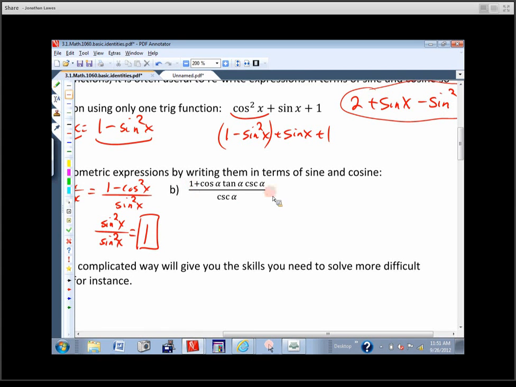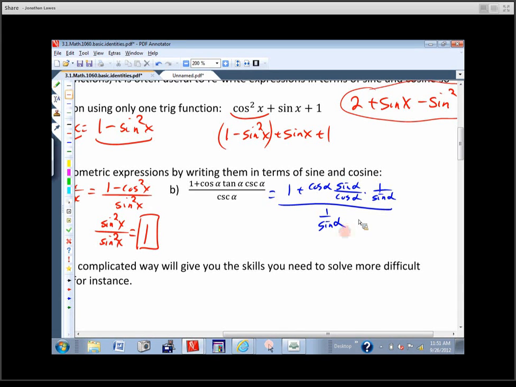So I'm going to take this and write 1 plus, this is the cosine of alpha. Tangent is sine of alpha over cosine of alpha. And cosecant is 1 over sine of alpha. And on the bottom I have 1 over sine of alpha. Now, what I've done here is just blindly followed the instructions, wrote everything in terms of sines and cosines. Alright, we're done. It looks messier, but we are really close to done, aren't we?